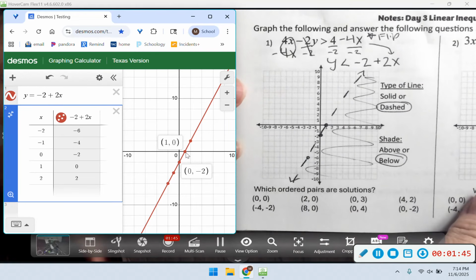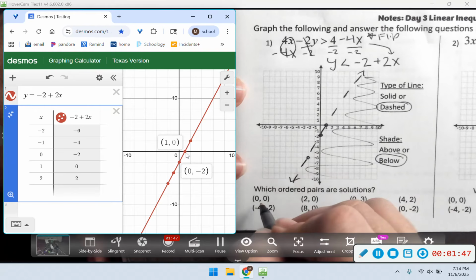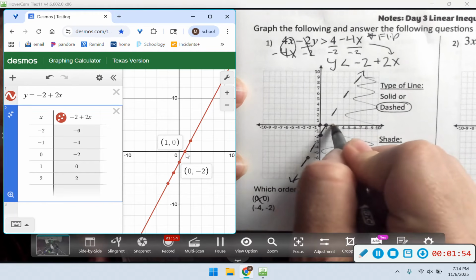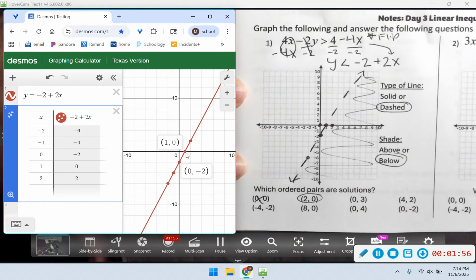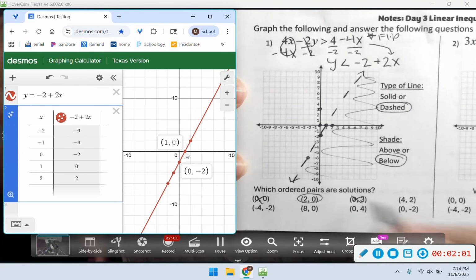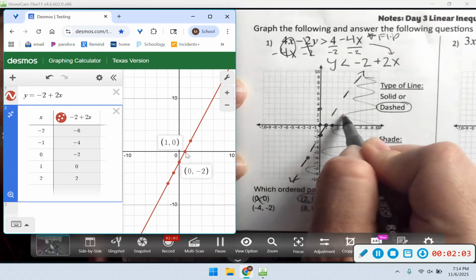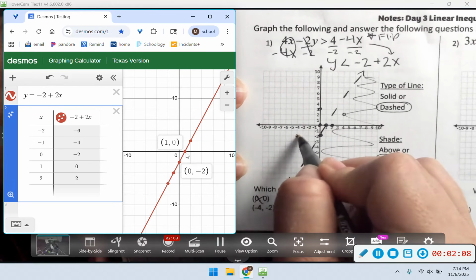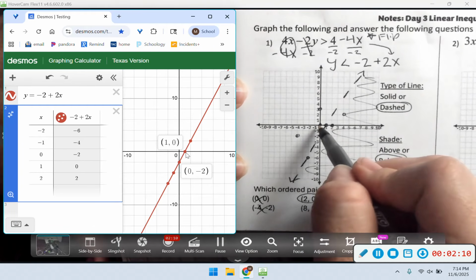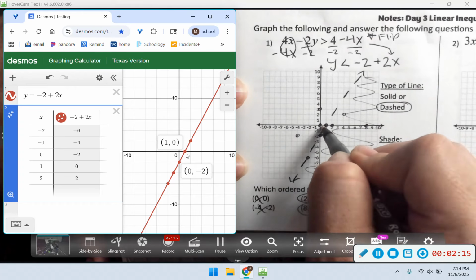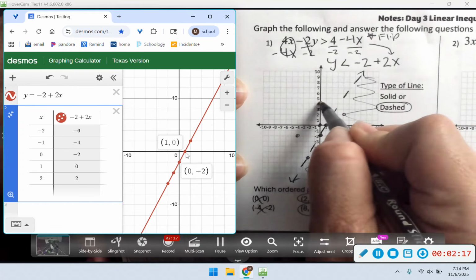Okay, well now I have to figure out what my solutions are, so I'm going to go ahead and plot my points one at a time. Well, 0, 0 is not a solution, it's in the non-shaded area. 2, 0 is in my shaded area, so that is a solution. 0, 3 is here, which is not in the shaded area. 4, 2 is in my shaded area. Negative 4, negative 2 is not in my shaded area. 8, 0 is in my shaded area. 0, 4 here is not in my shaded area.